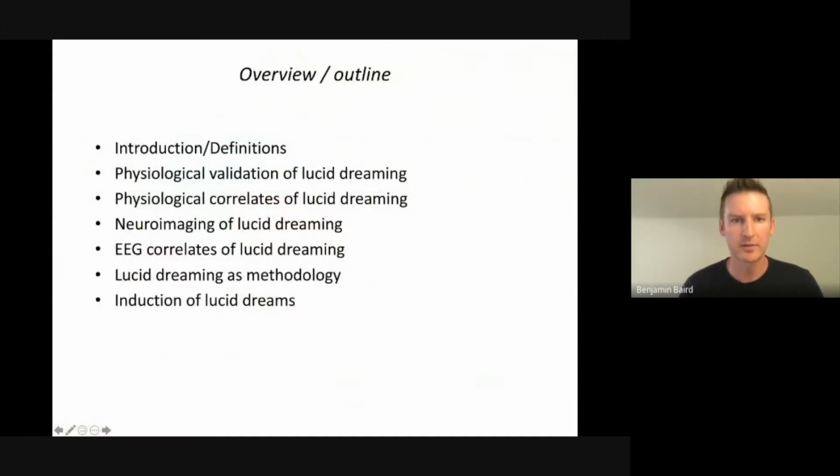Here's an overview of what I had in mind. Start off with a little bit of broad background just to make sure we're all on the same page. I think it's pretty familiar to most people here, but by way of lead-in, start off with some introduction, definitions, and talk a little bit about how lucid dreaming is validated in the lab, and what we know about lucid dreaming currently in terms of physiological correlates and neuroimaging, EEG, and how lucid dreaming can be used as a method itself. And then ending with probably the most exciting part, the induction of lucid dreams. I'm mostly going to focus on galantamine there, but of course there are other exciting methods which we can use as a jumping off place into the discussion.